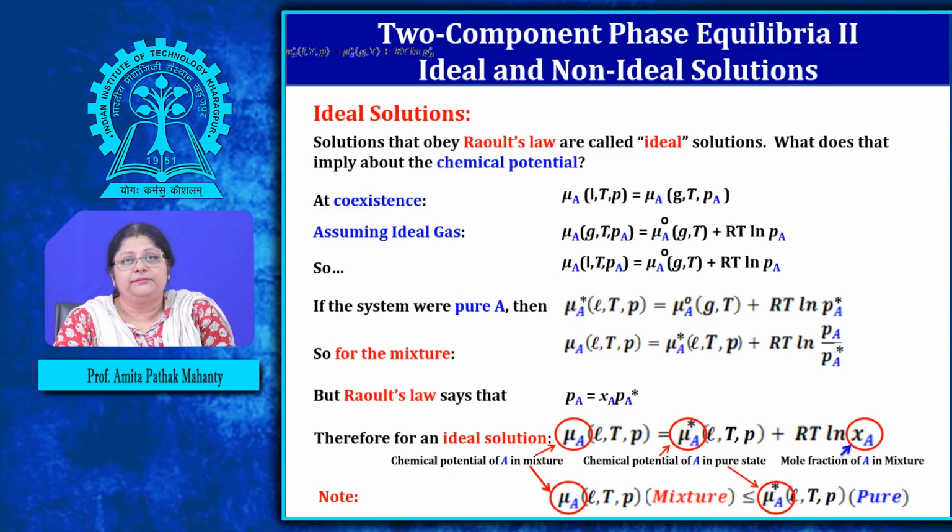So from this, we can conclude that the chemical potential of the component in the mixture will be less than the chemical potential of the component in the pure state.